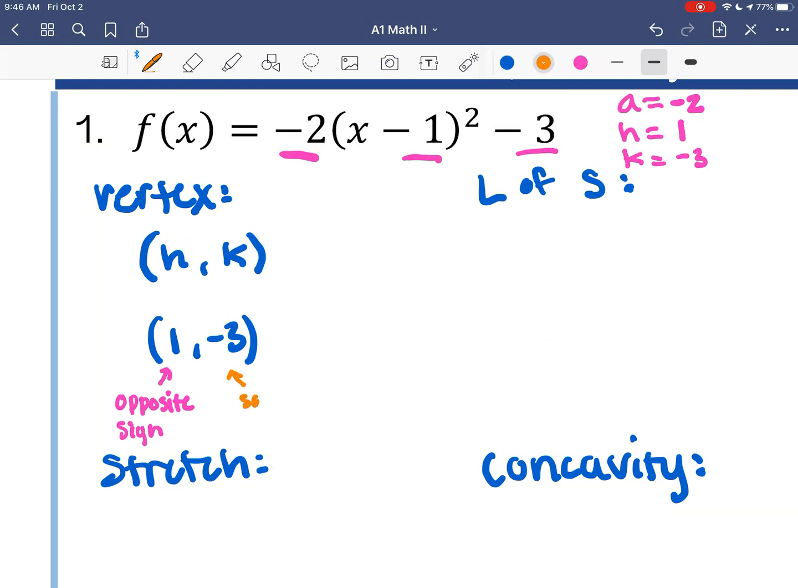And we need a different color here. Same sign. And by opposite and same sign, I mean from the formula or the function here. This looks like a negative 1. We put in a positive 1. This looks like a negative 3. We put in a negative 3. So that's what I'm talking about with opposite and same sign.